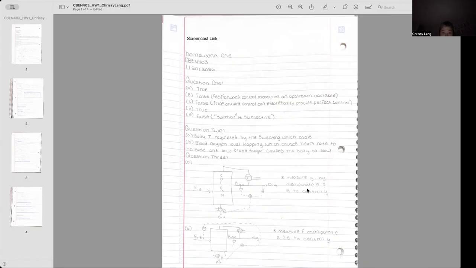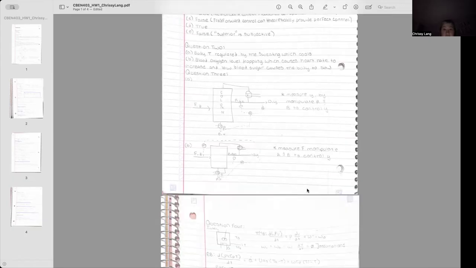For D, it is true because the feedback doesn't need to know the disturbance ahead of time. And then for E, it is false because superior is really just subjective and dependent on the entire situation. Feed forward is great when the disturbances are measurable and models are decent. Feedback is great when things cannot be measured or just are not measurable.